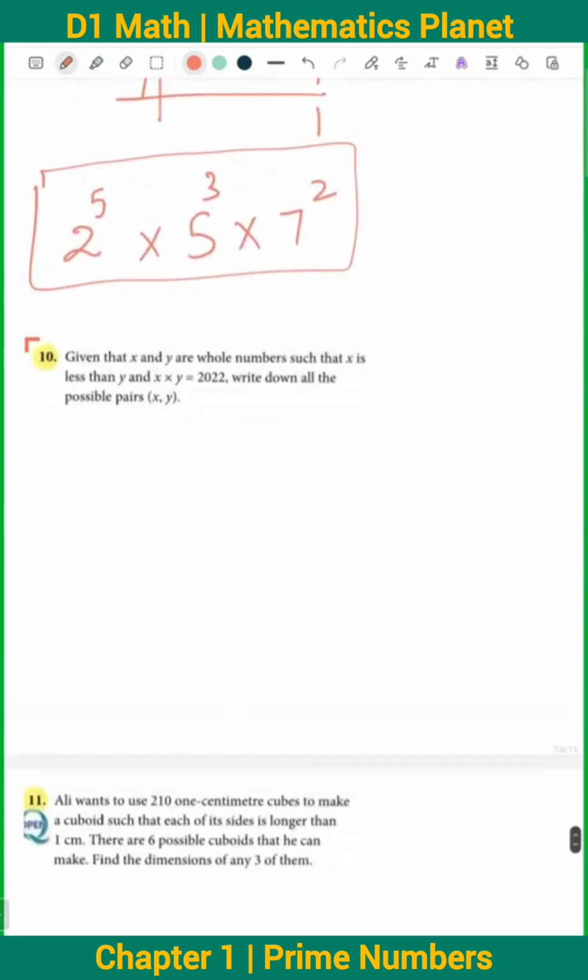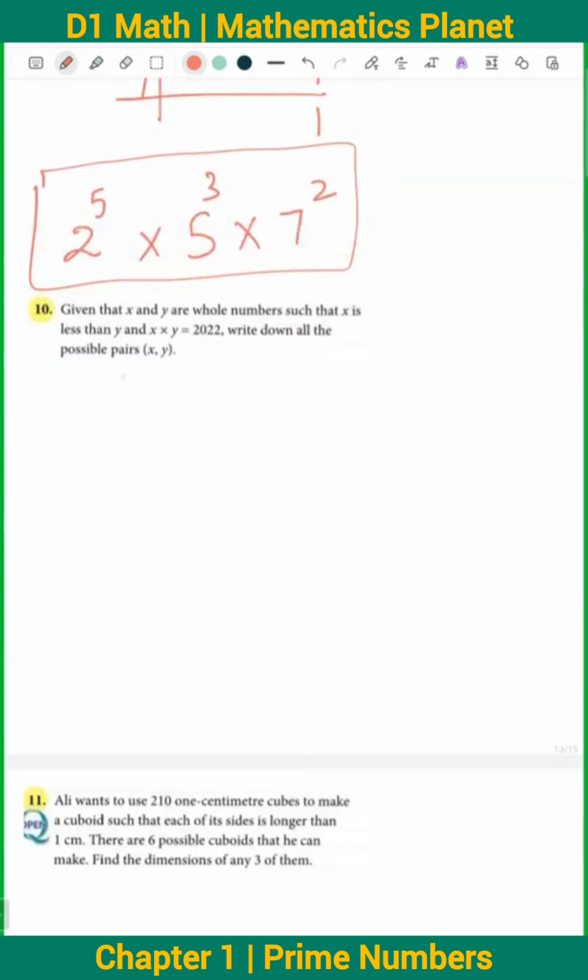Question number 10. Given that x and y are whole numbers such that x is less than y and x times y is 2022. Again, they are giving such type of questions, where x multiplied by y is equal to 2022. So now, what are the possibilities? We need to find the prime factorization of 2022, and we will know the possibilities.